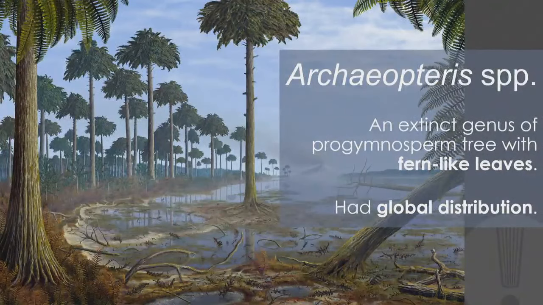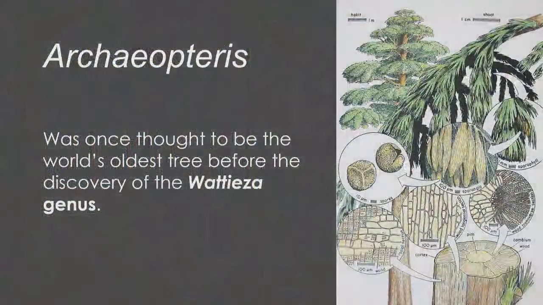And then we have Archaeopteris, different than Archaeopteryx, which was, I believe, the first feathered dinosaur. So when you're looking this up online or doing your own research, make sure you distinguish this as a plant. This is an extinct genus of progymnosperm tree with these fern-like leaves with global distribution during this time. Very successful plant. Was once thought to be the world's oldest tree before the discovery of that previously mentioned Watiza genus, which I'm probably butchering.